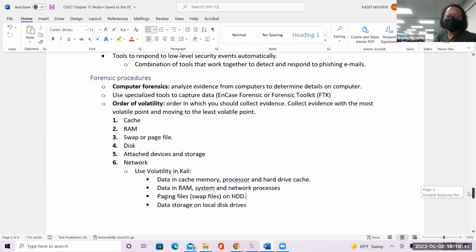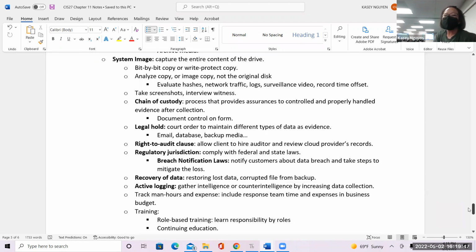So then you have to build the image. Here it talks about legal hold. You see that? That will be the court order to maintain different types of data as evidence: email, database, backup. So in the court order, it's going to say the court requires to evaluate this. So if there's a court order, we can go in and we can pull.